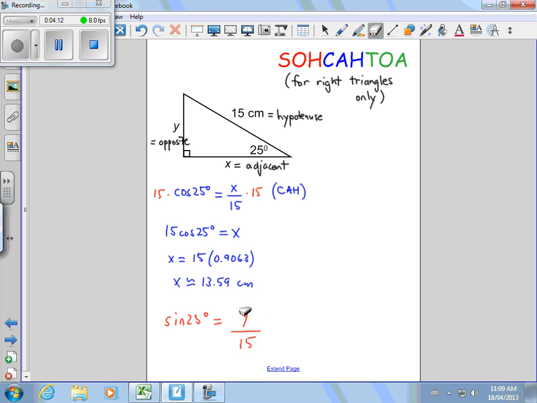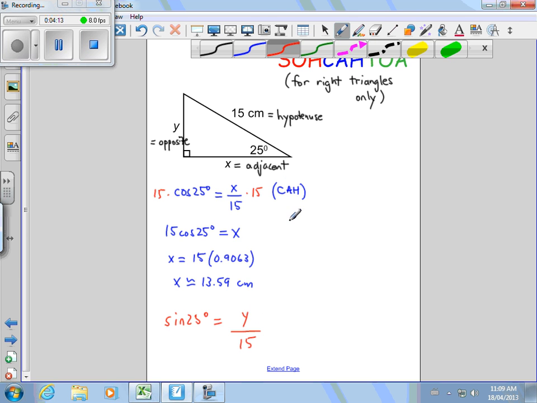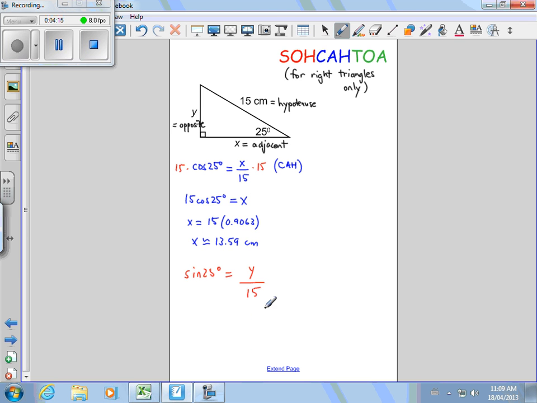And this tablet always does that. Similar operation, I'm going to multiply both sides by 15, and I'm going to get 15 times the sine of 25 degrees.